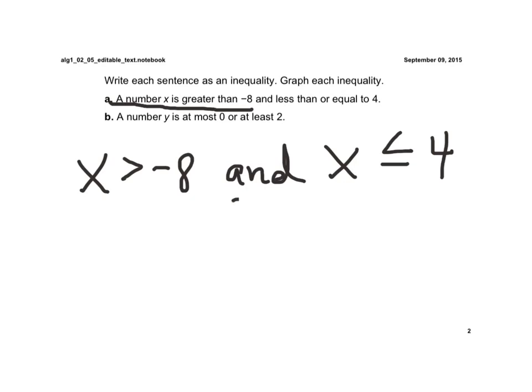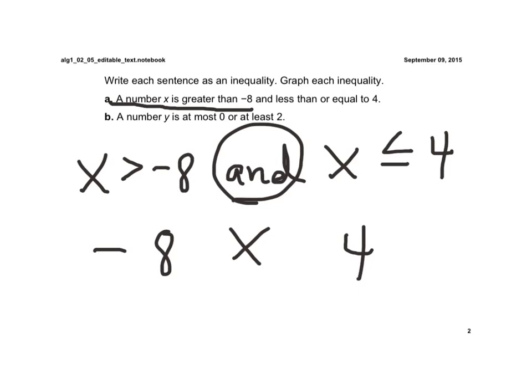And when we think about the word and, it means we must satisfy both inequalities. And if you think about it, numbers that are greater than a negative 8 and numbers that are less than or equal to 4, it seems like x should lie between a negative 8 and 4. And if you look at it, the big mouth here is open towards the x. So when I write it like this, the big mouth is going to open towards the x. And here, the big mouth is open towards the 4, so we have it like this.